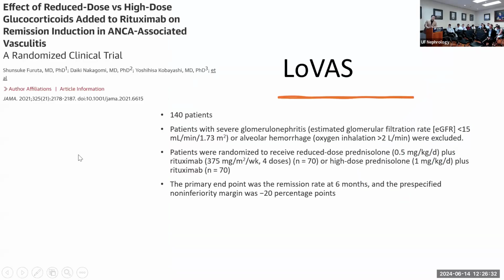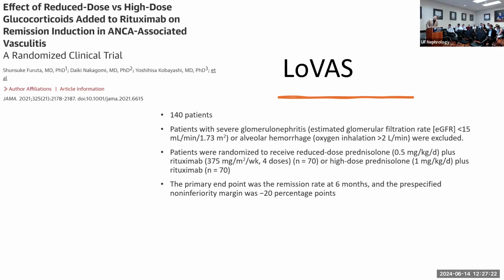So we did a study to see if low dose glucocorticoid is as good as high dose glucocorticoid. They did a study in 140 patients, with patients with severe glomerulonephritis and heavy alveolar hemorrhage excluded. So there's no data in patients with severe glomerulonephritis. Patients were randomized to reduced dose prednisone or high dose prednisone, although all the patients were also treated with rituximab.